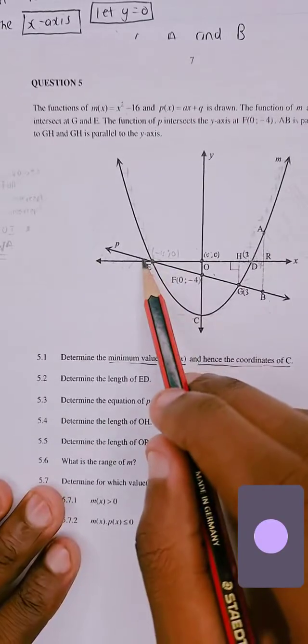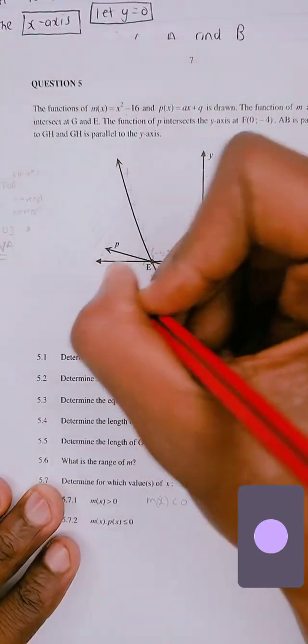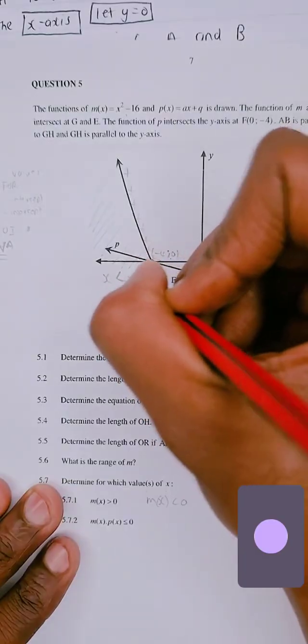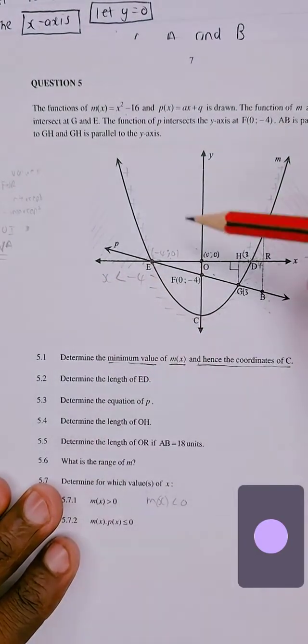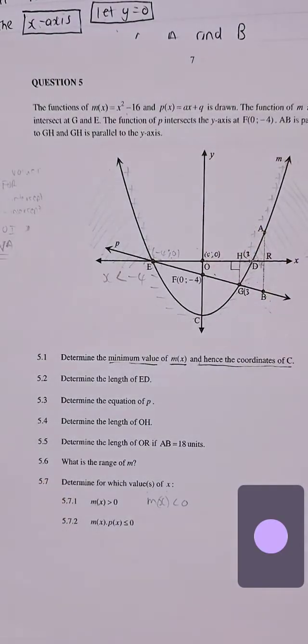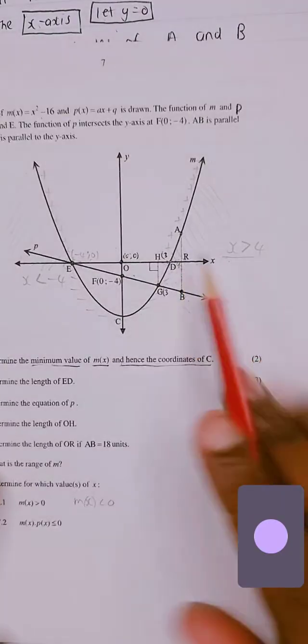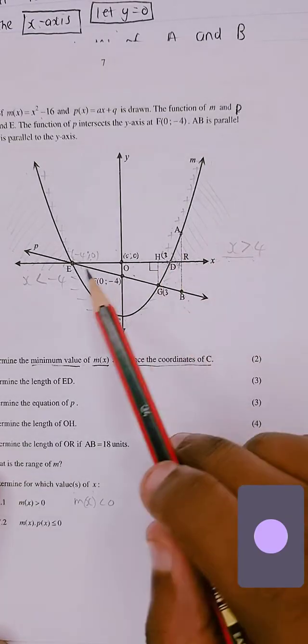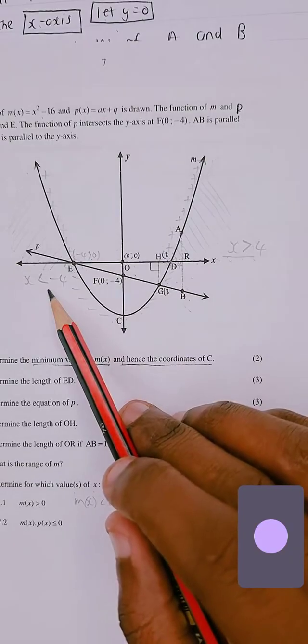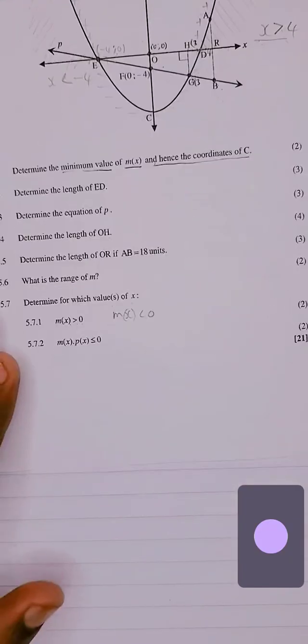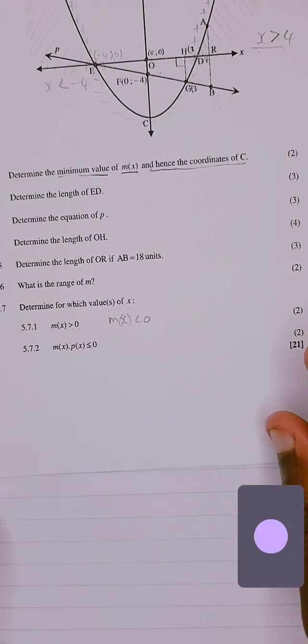Also, we come this side. When x is less than negative 4, meaning on this side of the function, y is positive. Those are your two answers. X greater than 4, x less than negative 4. X less than negative 4 or x greater than 4. That's how I would write my answer.